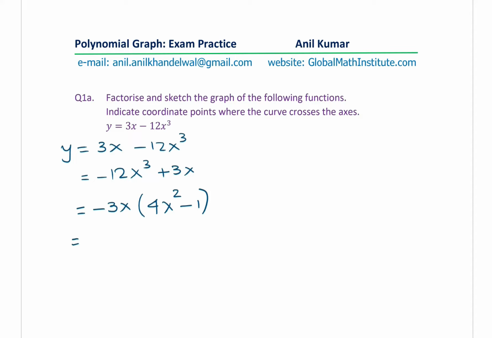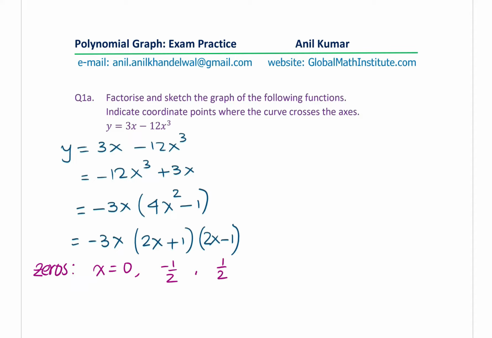Now this could be written as minus 3x. So that is difference of squares. We could write this as (2x plus 1) times (2x minus 1). So that is fully factored. Now it is easier to sketch the graph of this particular function. So we can begin with writing zeros. Zeros are at x equals 0. This will give 0 at minus half, and that will give 0 at plus half.